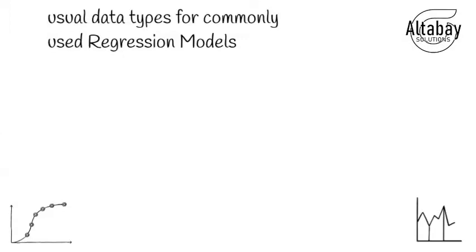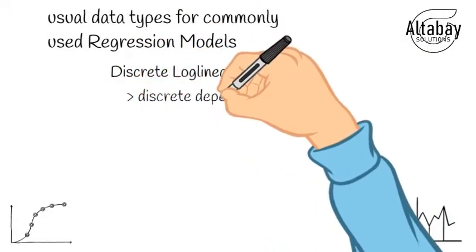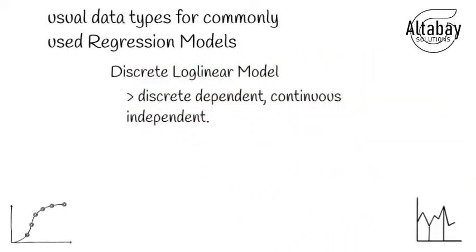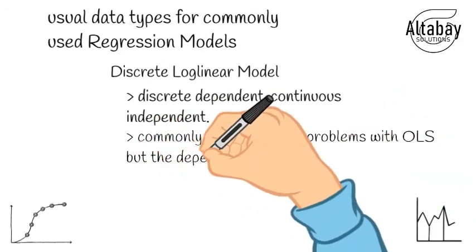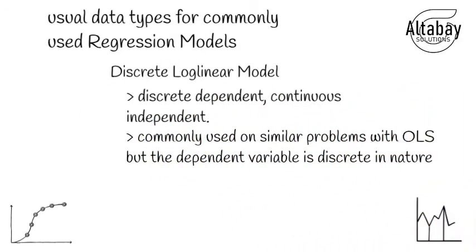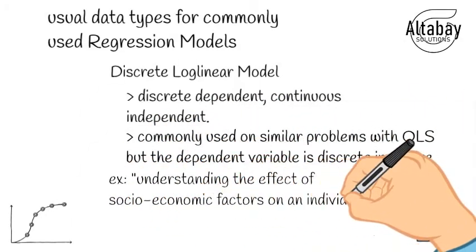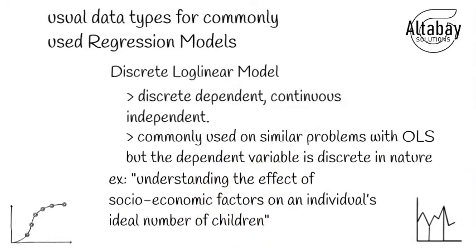Next is the discrete log linear model, which uses discrete dependent and continuous independent variables, still with the same exceptions. It is commonly used on similar problems with OLS, but the dependent variable is discrete in nature. For example, understanding the effect of socioeconomic factors on an individual's ideal number of children.